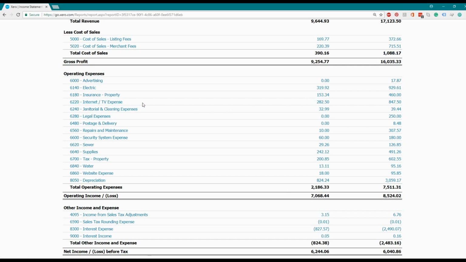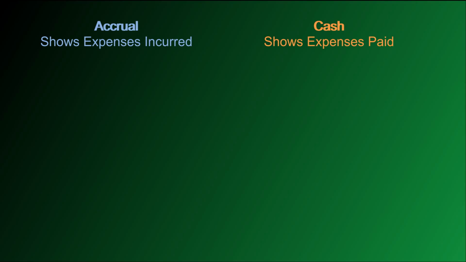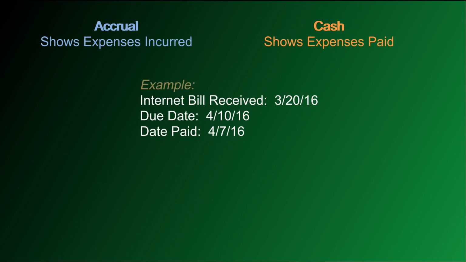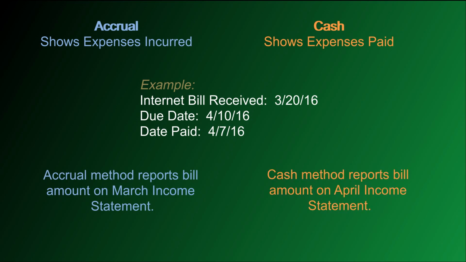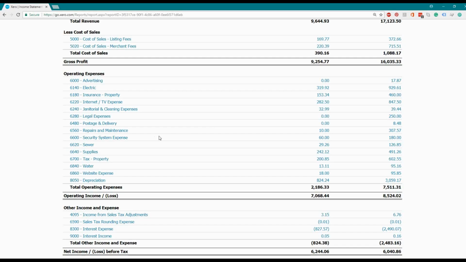All right, internet TV expense. Here's another good example of how the accrual method might work. Let's say that the internet and cable bill came on March 20th, but it was not due until April 10th. Well, the bill was incurred in March, and it was for a service that was provided in March. Maybe the owner didn't pay it till April 7th. It would still show up on the March income statement, even though it hasn't been paid for yet, because it was incurred in the month of March.